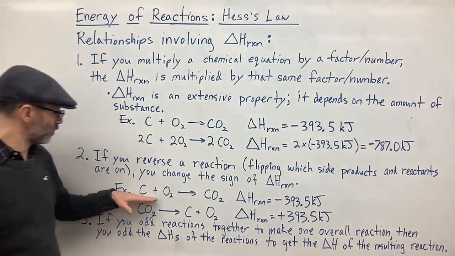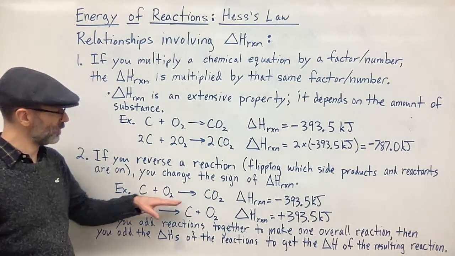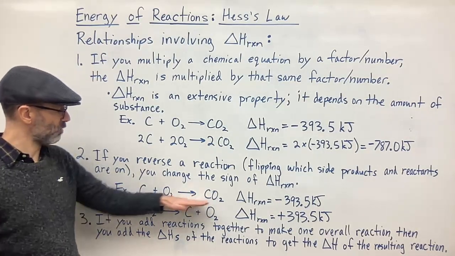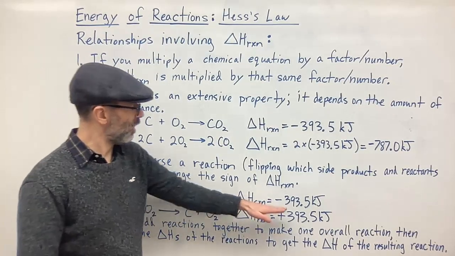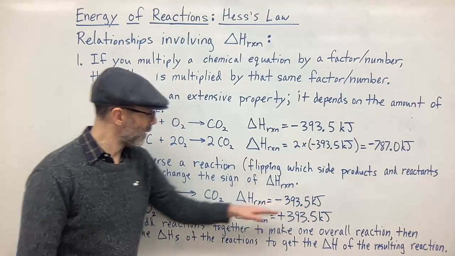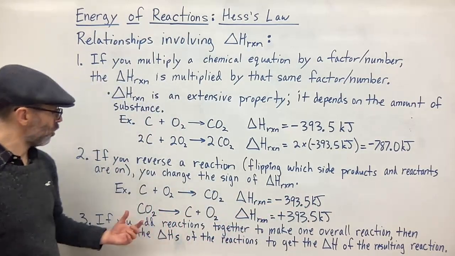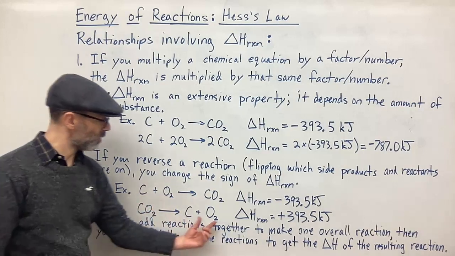So here's our original equation. So we have carbon plus oxygen gives us CO2. So this is our original equation. This reaction has a delta H of negative 393.5 again, right? But what if we flip it? So we put the carbon dioxide as a reactant, and the carbon and oxygen are products.